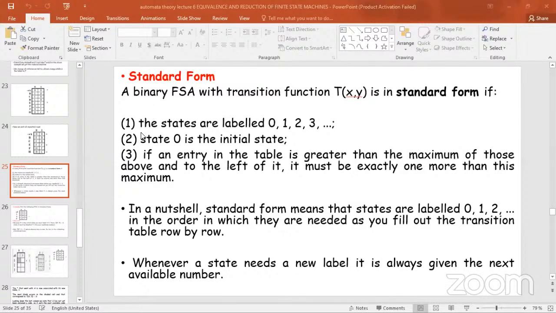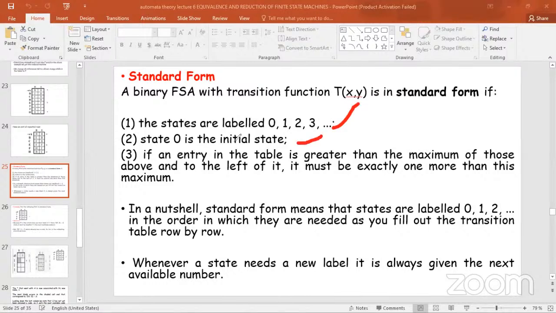So we have the states. The states are labeled 0, 1, 2, 3. Can you hear me? Yes, sir. So you understand when we say the states are labeled 0, 1, 2, 3, what it means? Yes, sir. So that is what we have just explained. Then state 0 is the initial state.